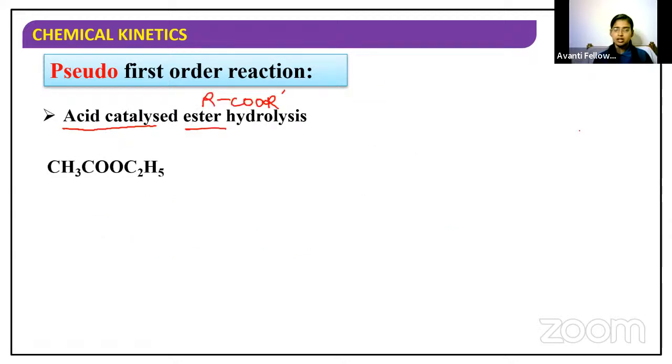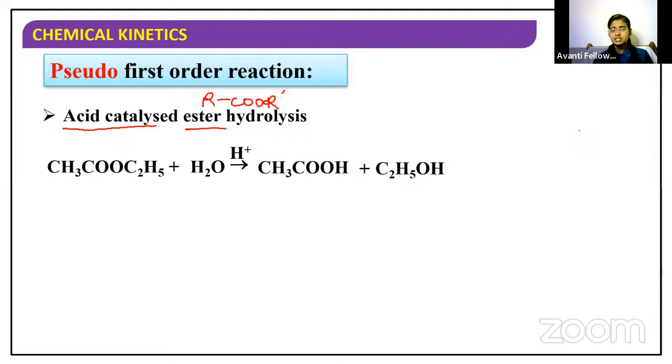Acid catalyst hydrolysis. So I am taking an ester. This ester has a methyl group as R group and an ethyl group as R dash. Now we are going to hydrolyze. Hydrolysis means addition of water in presence of acid. Acid contains H plus, right? So acid is the catalyst here. Got it? Now here, we will get two compounds.